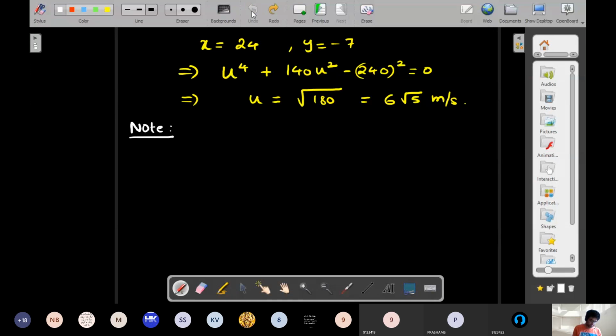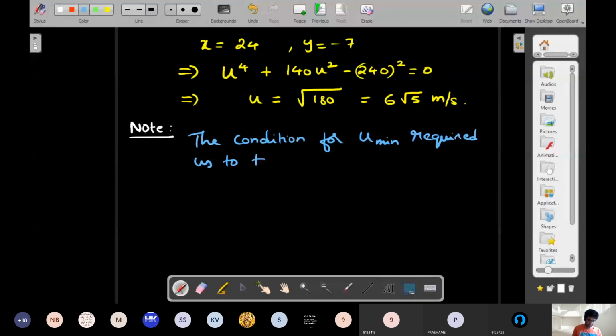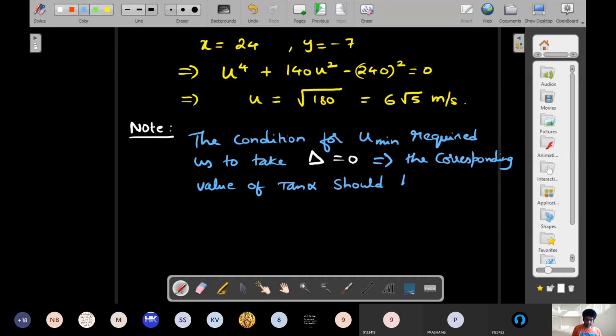So we'll go to that. The condition for u minimum required us to take delta equal to 0, which is a safety parabola thing, and that should imply the corresponding value of alpha, or tan alpha, should be that minus b by 2a. Right? Just write minus b by 2a. You'll understand this from the quadratic notation.